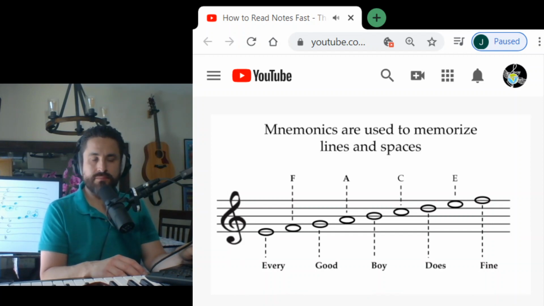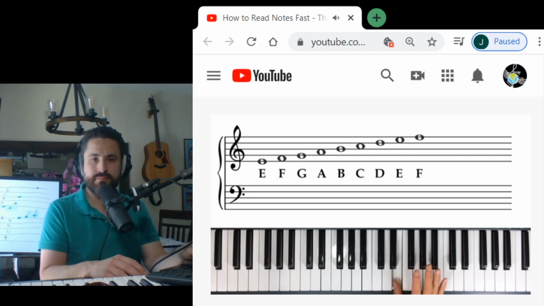One thing you can get from looking at this picture is noticing a pattern. Notice as you go from line to space, you're moving up the alphabet. You're moving consecutive letters. So the first line there is E, right, every, and then you go to the space, which is F, the F in face. Then the next line is G, then the space is A, and you go up to B, and the next space is C, right? And then line, space, line, you're at F. And that's the pattern of going from line to space.